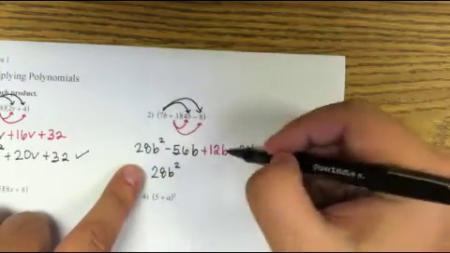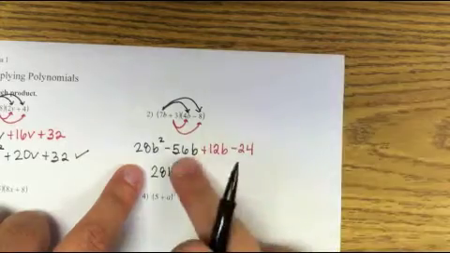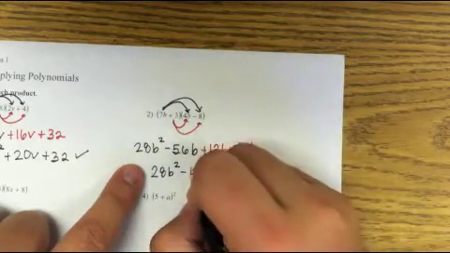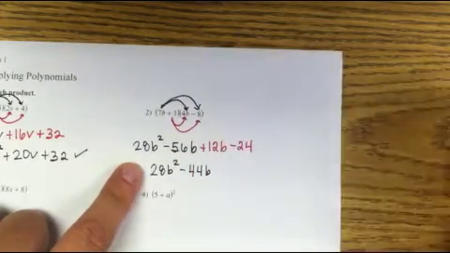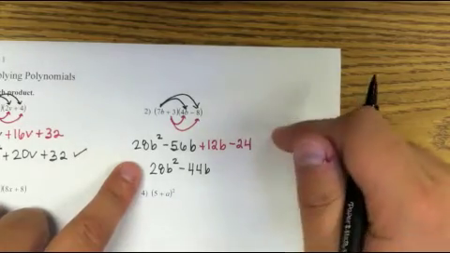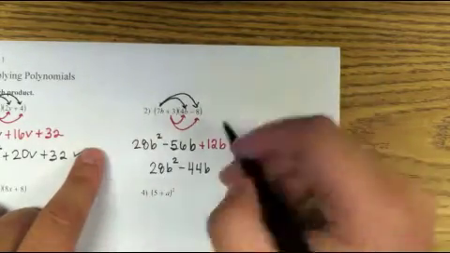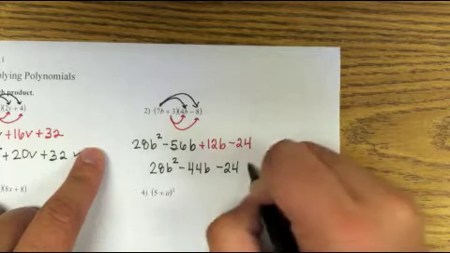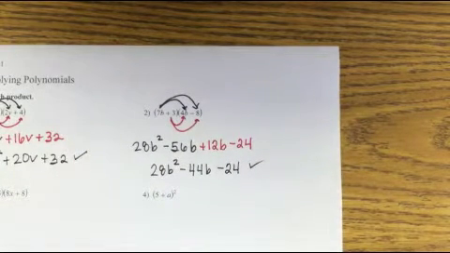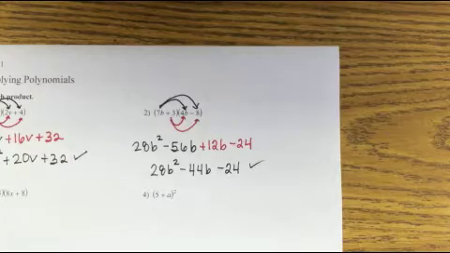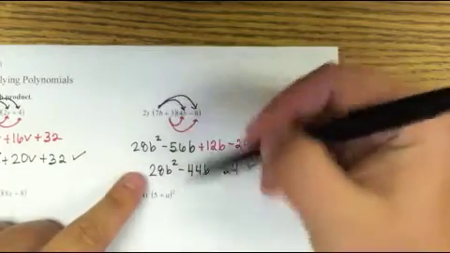You got negative 56b and a 12b. So when you combine those together, you get negative 44b. And then this is just a plain old number, negative 24. There's no other plain numbers. So just drop that down, and you're done. It's as easy as that. You just really have to take your time multiplying here.